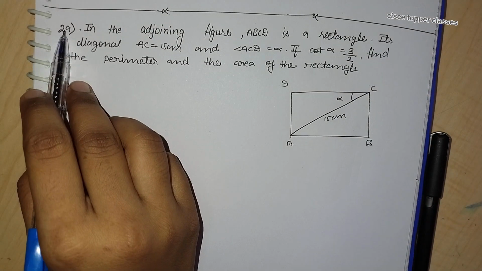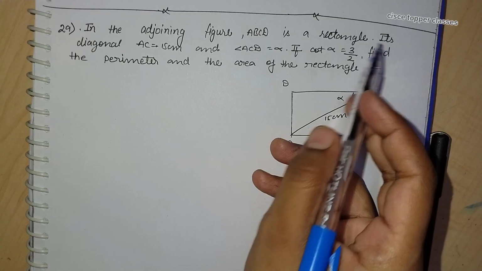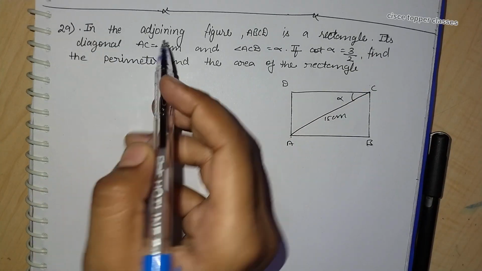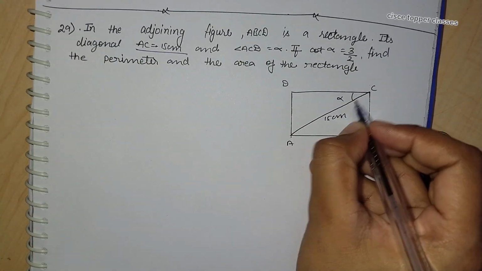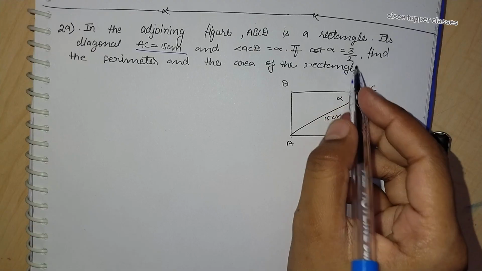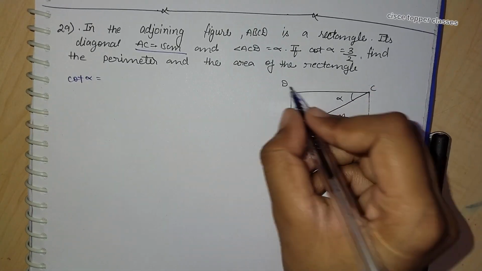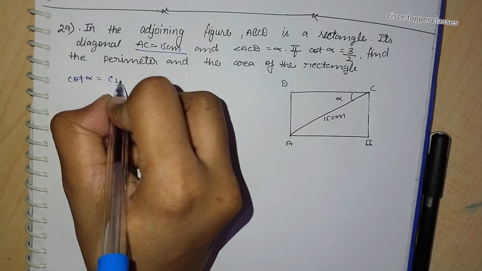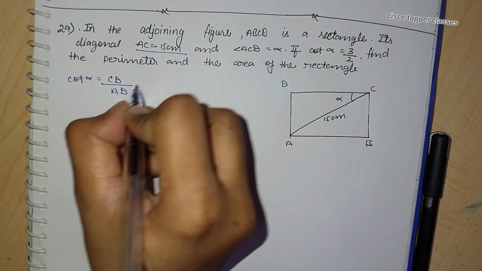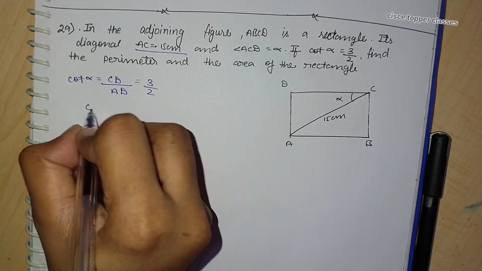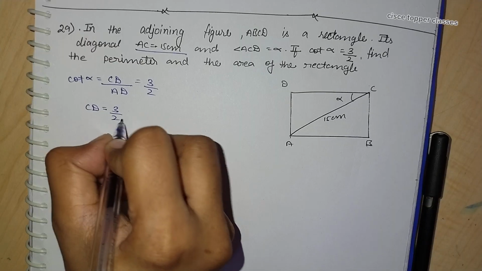Let us solve question 29. In the given figure, ABCD is a rectangle. Its diagonal AC is 15 centimeters and angle ACD is alpha. If cot alpha is 3 by 2, here we can write cot alpha will be base by perpendicular. Base is CD by AD. So this is 3 by 2 here. From there we can write CD is equal to 3 by 2 AD.